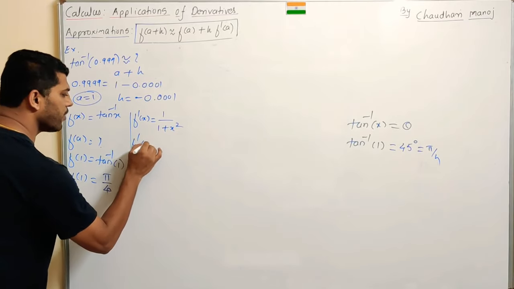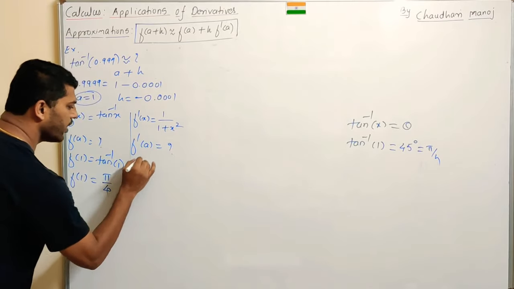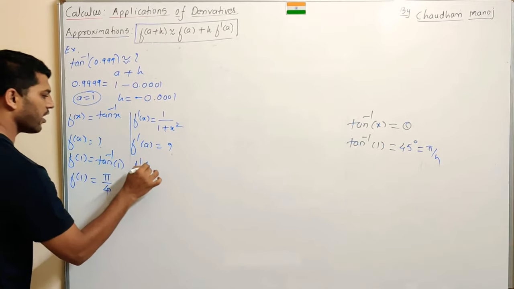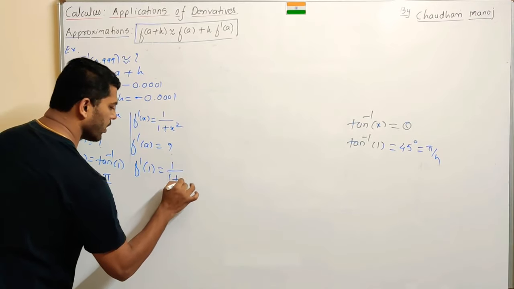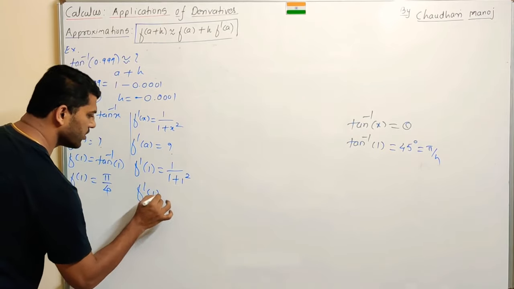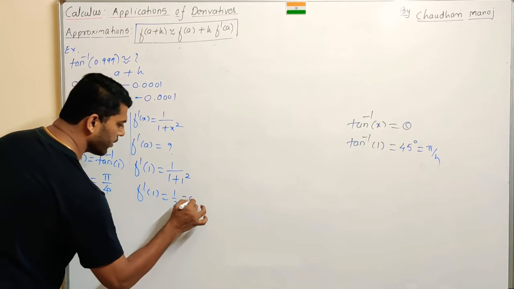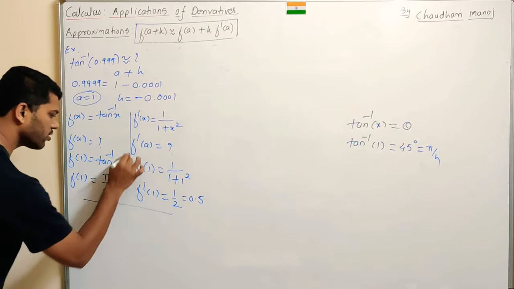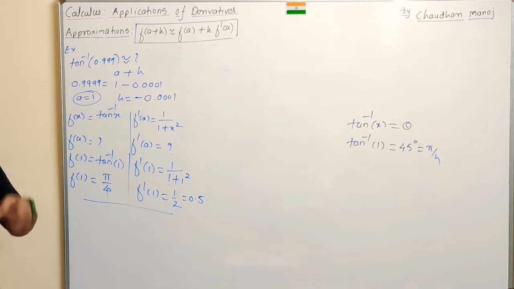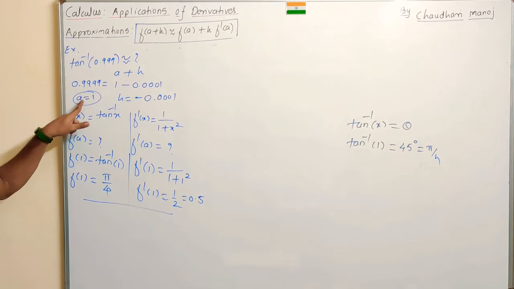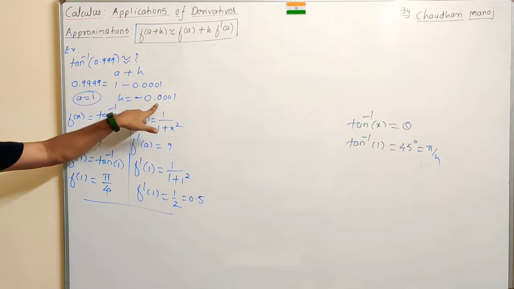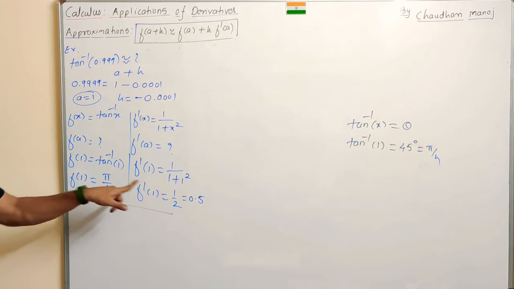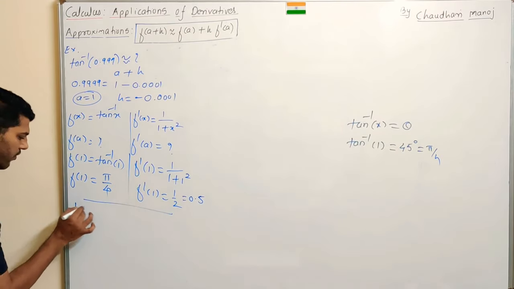Okay, what is f dash of A? Finding f dash of A means you have to substitute the value of A, which is equal to 1. So 1 upon 1 plus 1 square, which is 1 by 2, and you know that 1 by 2 means 0.5. Okay, so each and every ingredient is ready for our formula. We know the value of A, we know the value of H, we know f of A, this is f dash of A. Let's substitute everything in the formula.